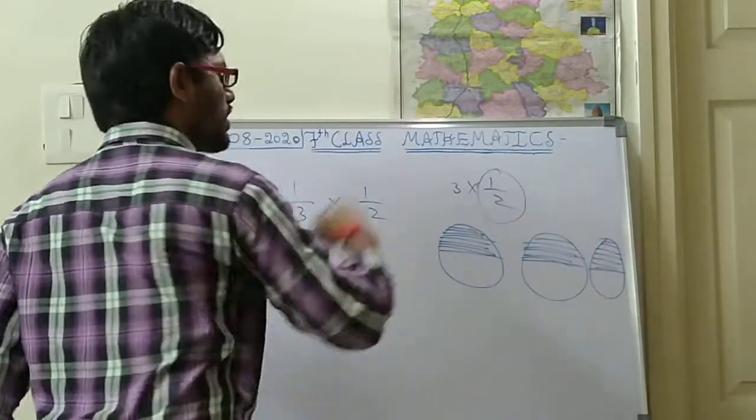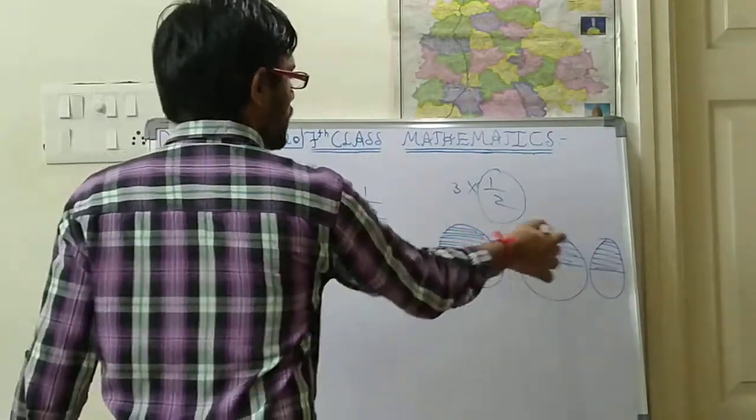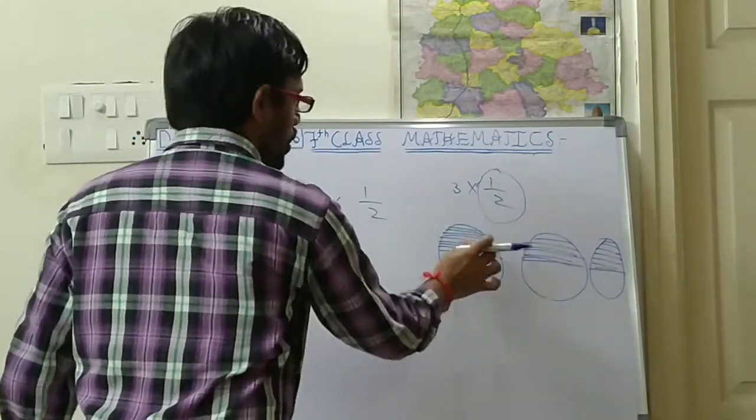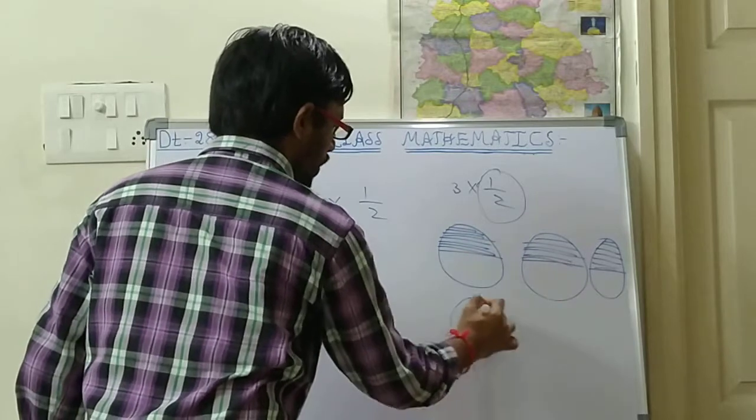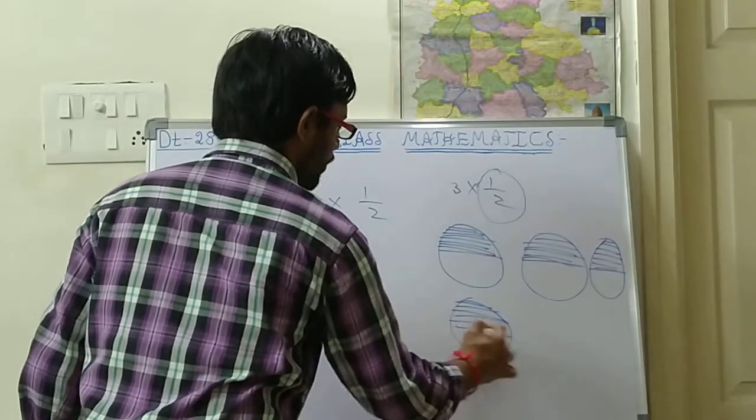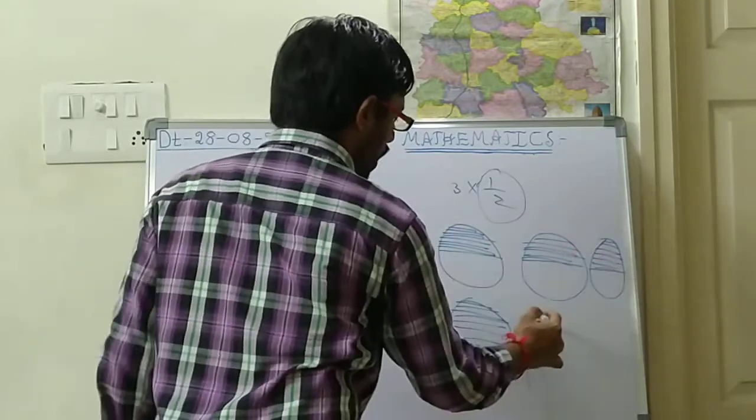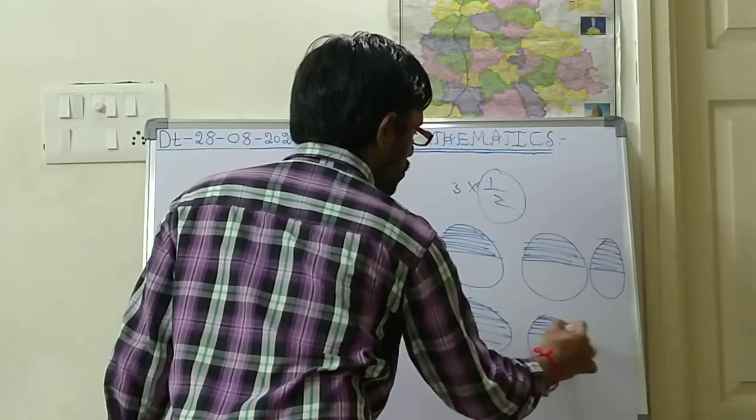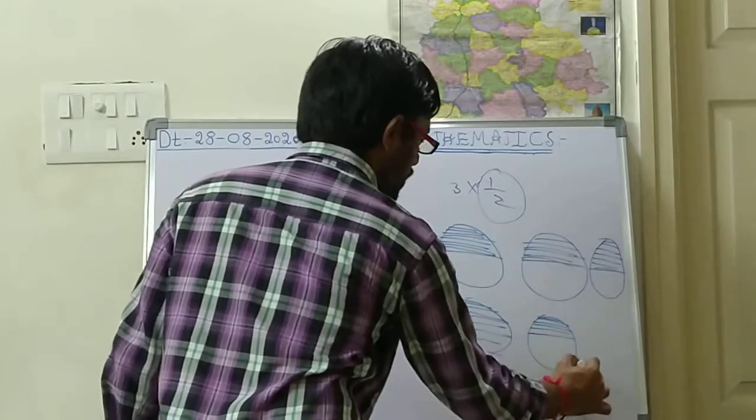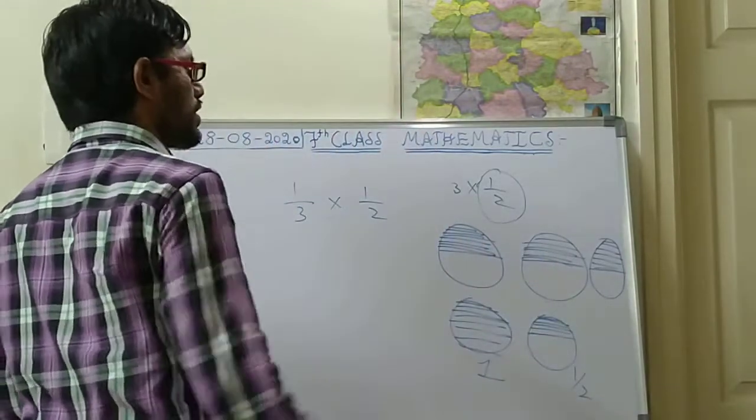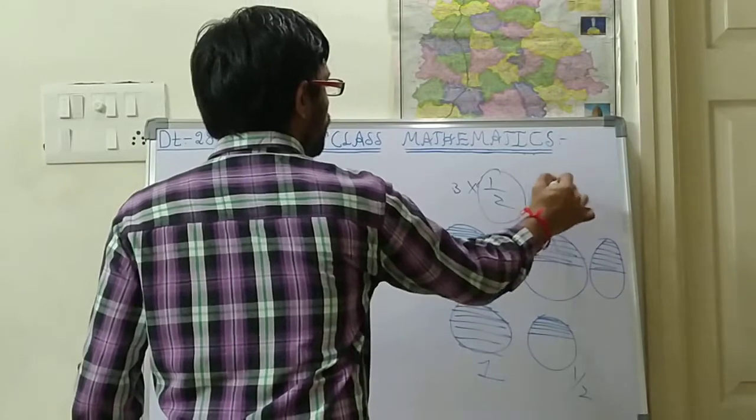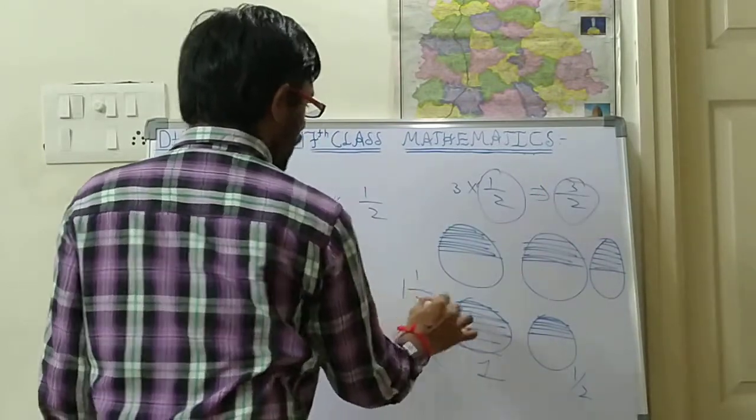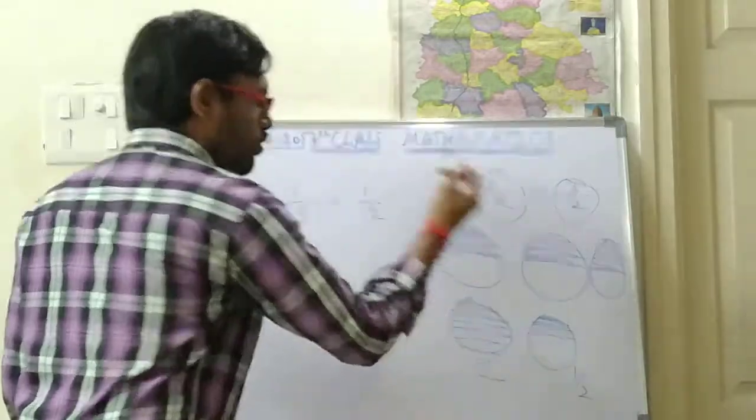Now what does 3 into 1 by 2 mean? Taking these shaded regions as one whole part, half and half is 1. In the next circle, half is there. So totally this is 1 and this is half. So 3 into 1 by 2 means 3 by 2, and the result of 3 by 2 is 1 and 1 by 2.